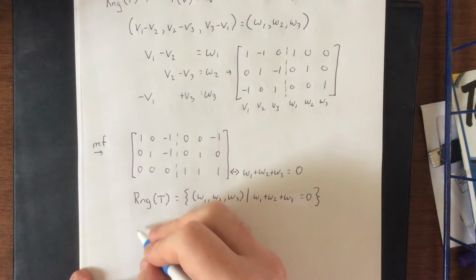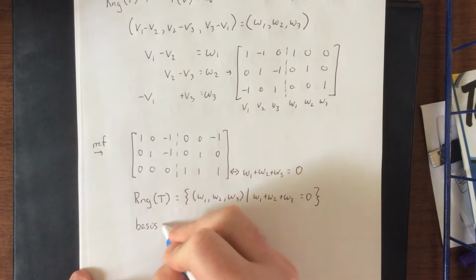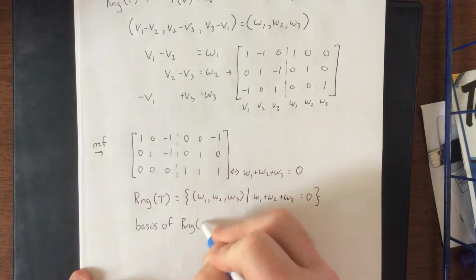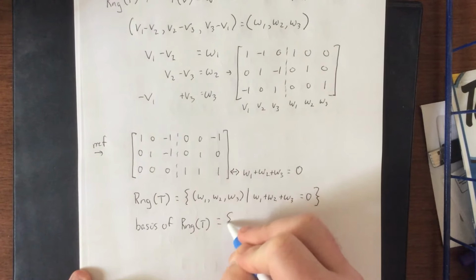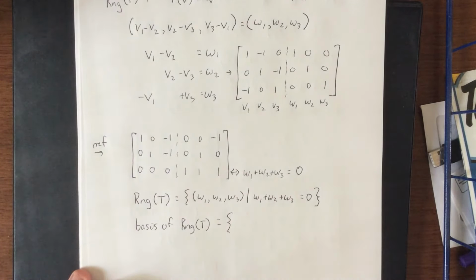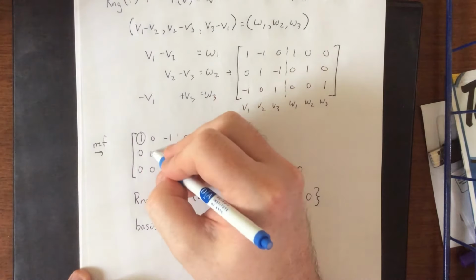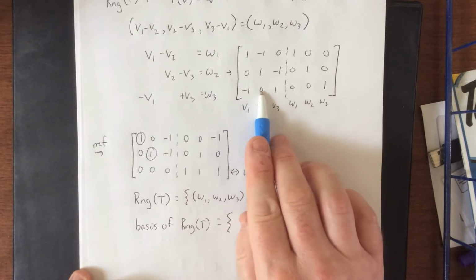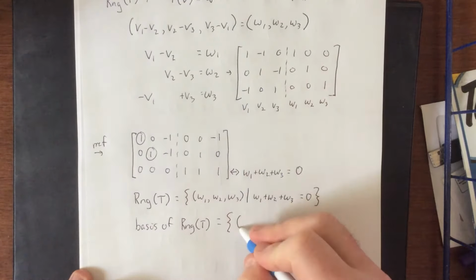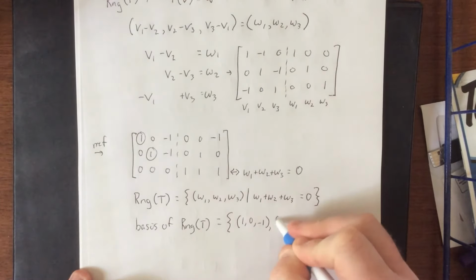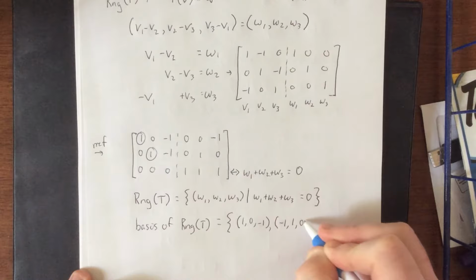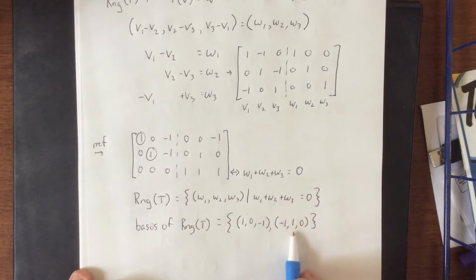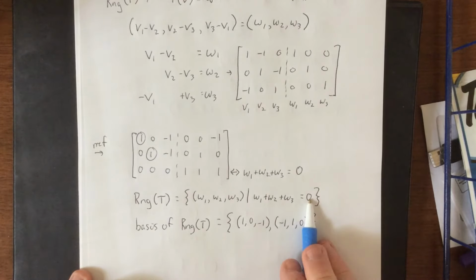Now, if we're interested in a basis of the range, we can treat this the same as we treated the column space. We can identify that we have a lead 1 in the first column and a lead 1 in the second column, and go back to the original to get these two columns and treat those as our two basis vectors. So that would be 1, 0, -1 and -1, 1, 0. You'll note that both of these two vectors do obey the above relationship in the sense that 1 plus 0 plus -1 is 0, and -1 plus 1 plus 0 is 0.